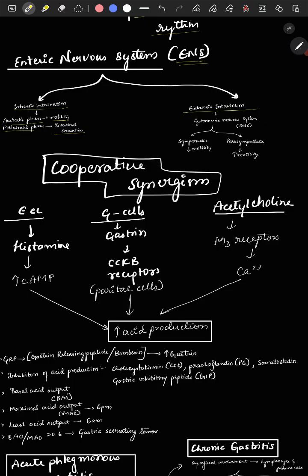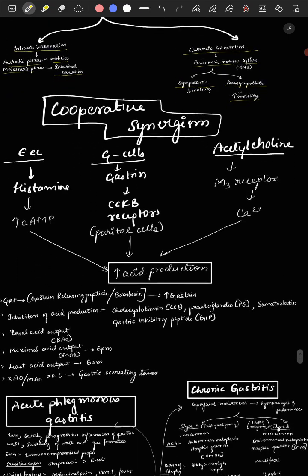Extrinsic innervation is the autonomic nervous system, which contains sympathetic activity which decreases the motility, and parasympathetic which increases the motility.